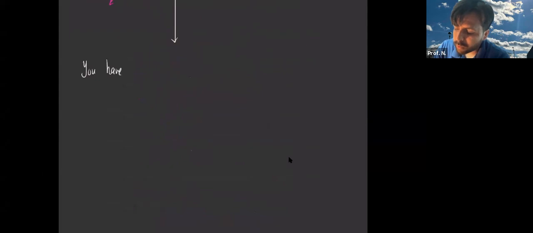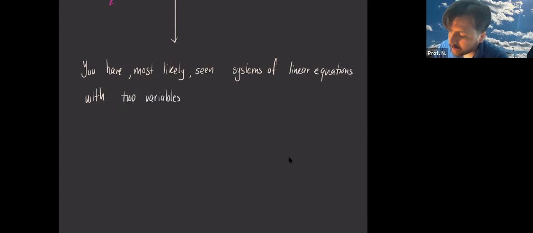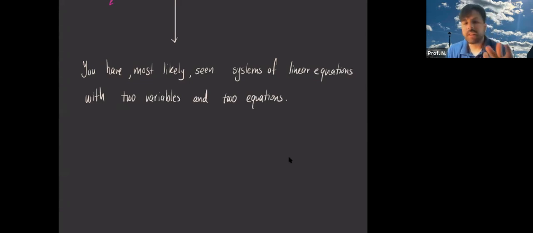You have most likely seen systems of linear equations with two variables and two equations. If you have one equation and two variables, you can't solve it, because you need two equations along with those two variables in order to solve.